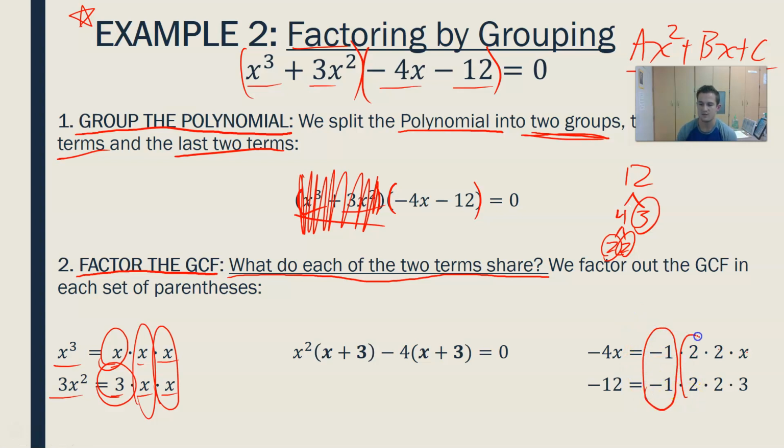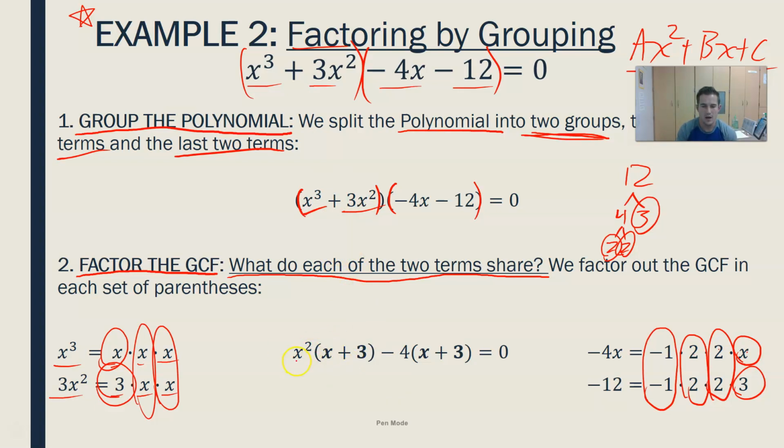I have a negative 1, a set of 2's, and a set of 2's. So that means I can take out of both of those terms a negative 4. And when I take out that negative 4, I have left an x and a 3, which gives me x plus 3. So notice here, I split my polynomial into 2 groups.